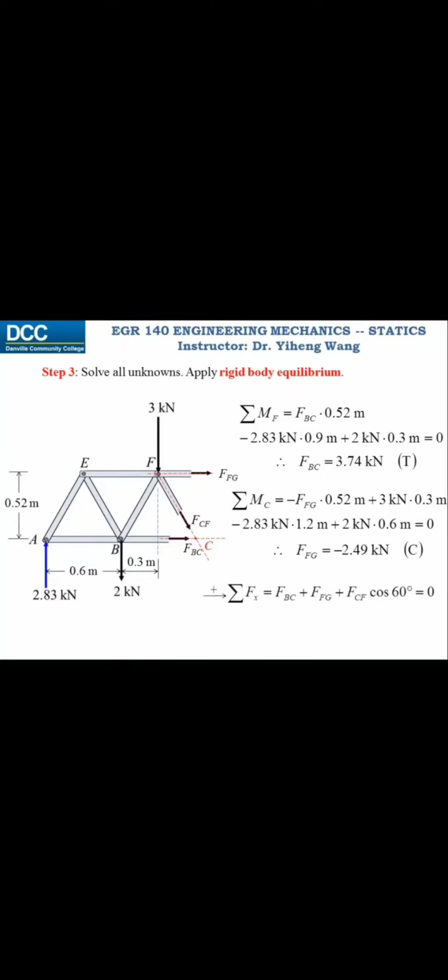See, when the moment is summed about point F, only FBC shows up and we can solve easily from this equation. And when the moment is summed about point C, we only have force FG and can easily solve it as well. Lastly, let's write one force equilibrium equation along the x direction, and finally we can solve for FCF. Hopefully, from this example, we have learned how to apply the method of sections for truss analysis.